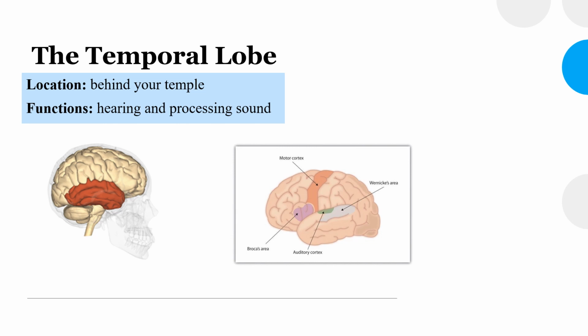Using the same model, you can see the temporal region. It is located on the sides of your brain, right behind your temple within the skull. And you can see it right here. That's your temporal lobe. It's kind of sort of behind your ears and is the second largest lobe. The primary function of the temporal lobe is hearing and processing sound.